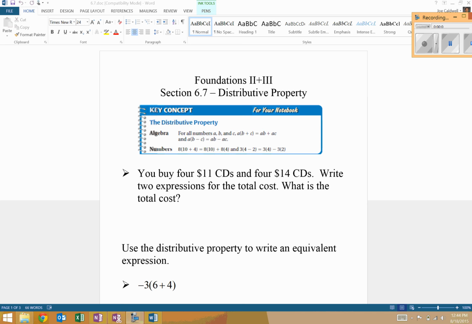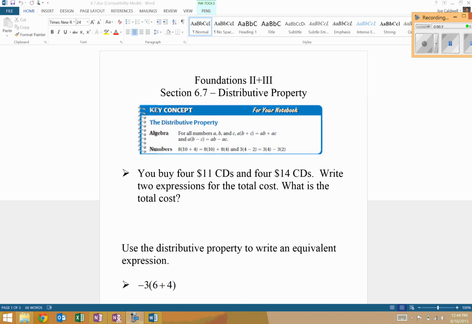All right, another property we're going to learn is called the distributive property. The distributive property essentially says, if we look up here, that if you have numbers a, actually, let's just use this. So, for example, this says 8 times 10 plus 4.